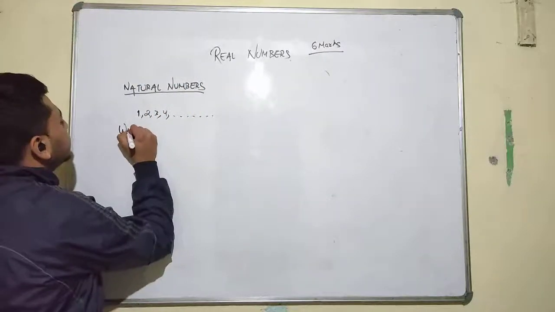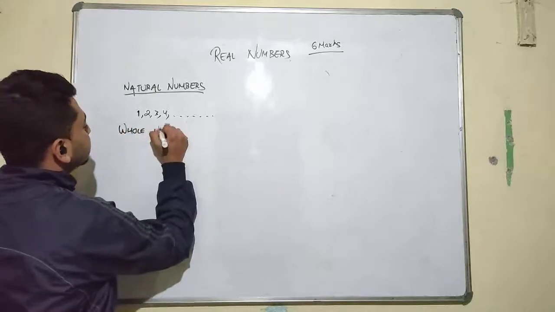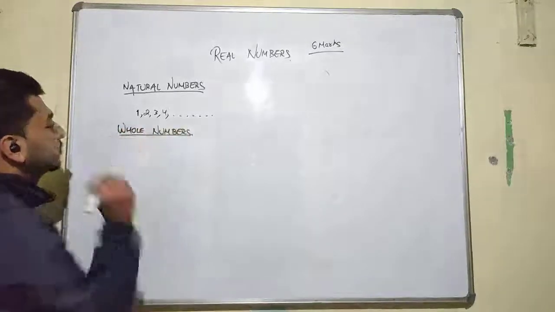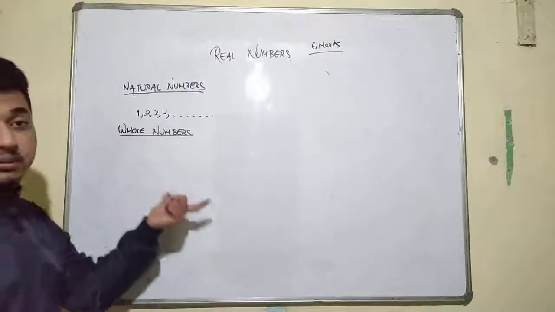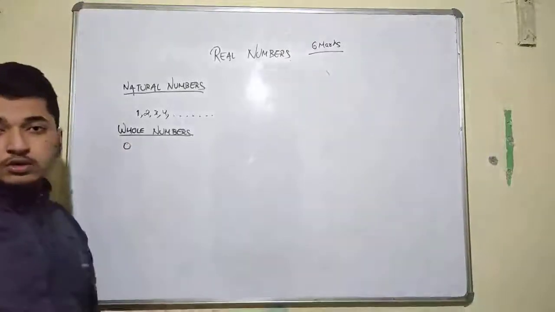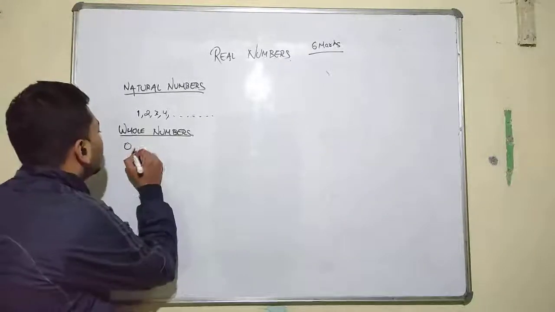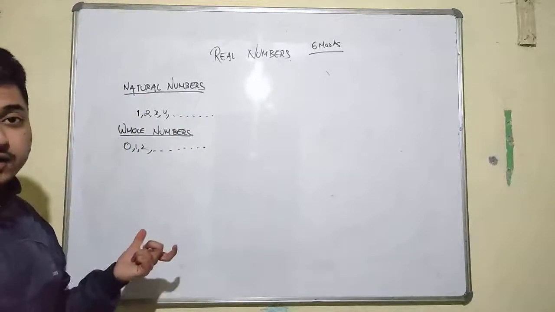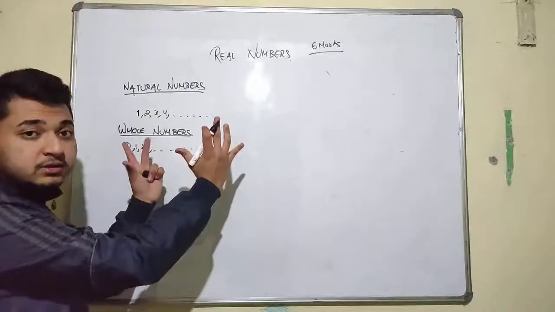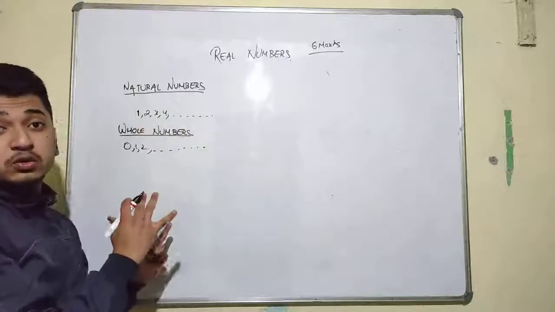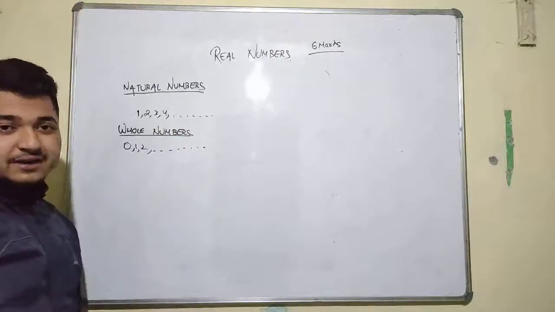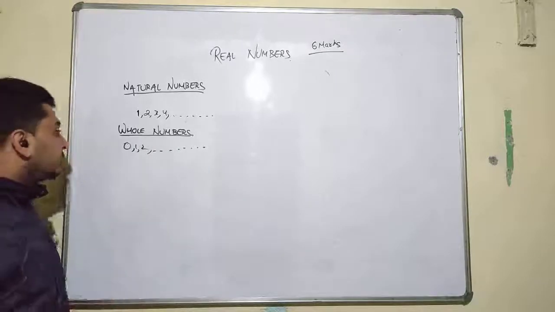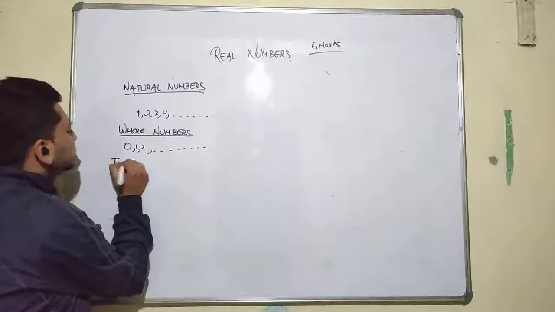Now, what are whole numbers? Whole numbers are numbers starting from 0. Numbers starting from 0, 1, 2, and so on up to wherever they can go. You can say natural numbers, but starting from 0 are your whole numbers. Right? I guess you have got the point. So now we'll move forward to integers.